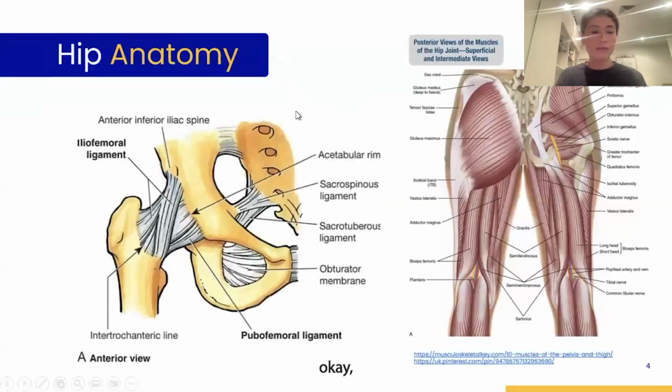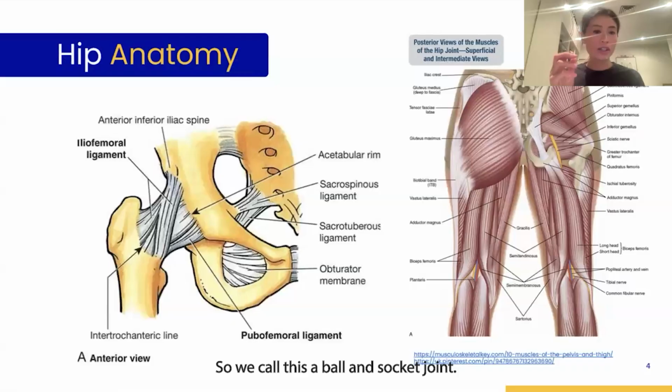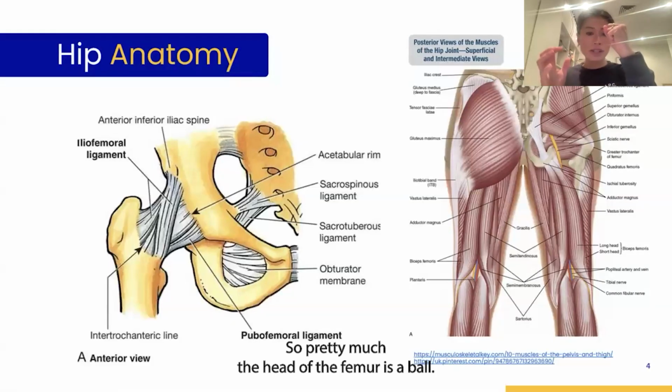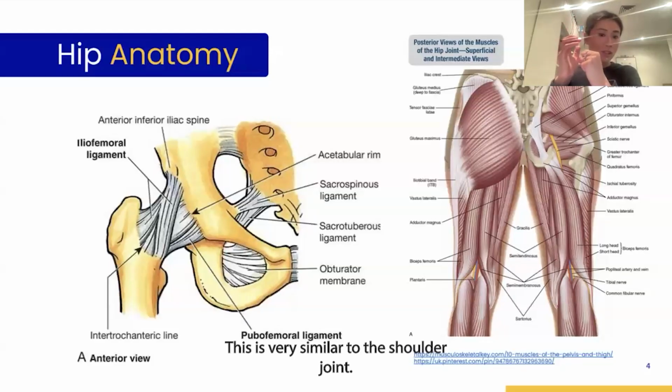Okay, so just a bit of a background. The hip joint simply is where the femur, or your thigh bone, attaches into the pelvis. We call this a ball and socket joint. Pretty much the head of the femur is a ball and then it attaches to the socket, which is the pelvis. This is very similar to the shoulder joint.